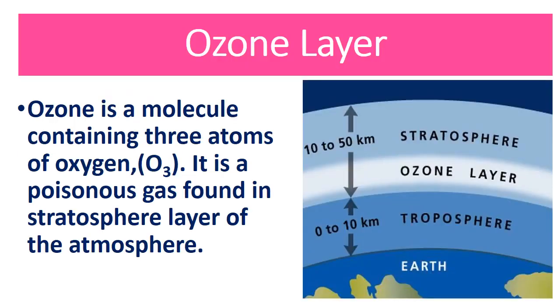Next topic is the ozone layer. What is ozone? Ozone is a molecule containing 3 atoms of oxygen, that is O3. This ozone is a poisonous gas which is found in the stratosphere layer of the atmosphere. In which layer is it found? Stratosphere layer.